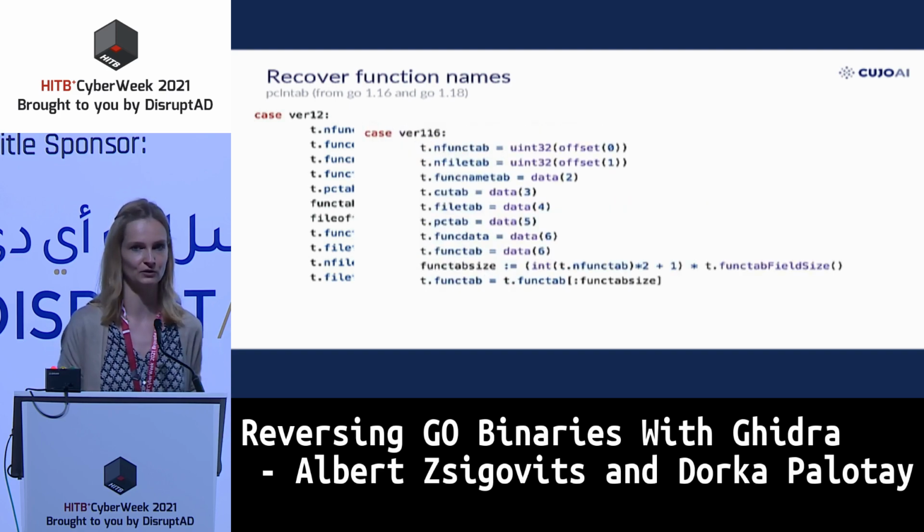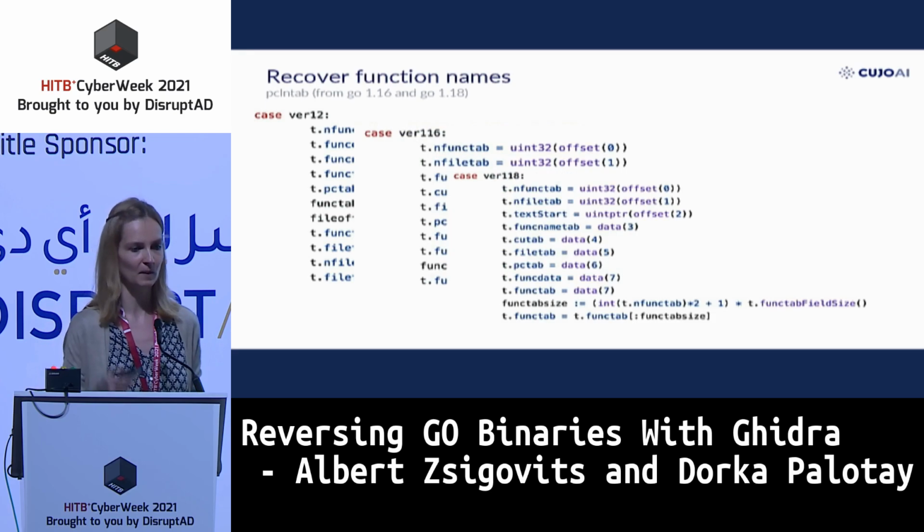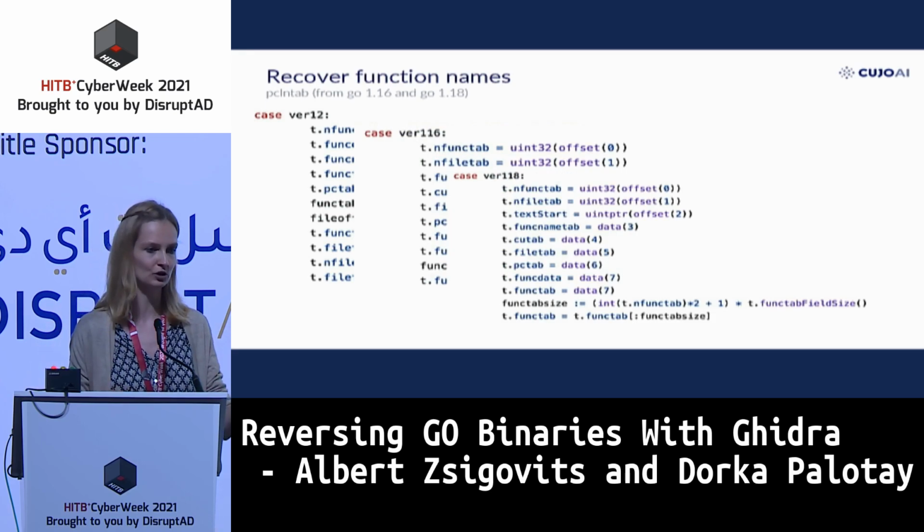So you can see here the versions 1.2, 1.16, 1.18. It will tell you how to search for the function name tab, how to search for the file tab, how to search for the function metadata table.